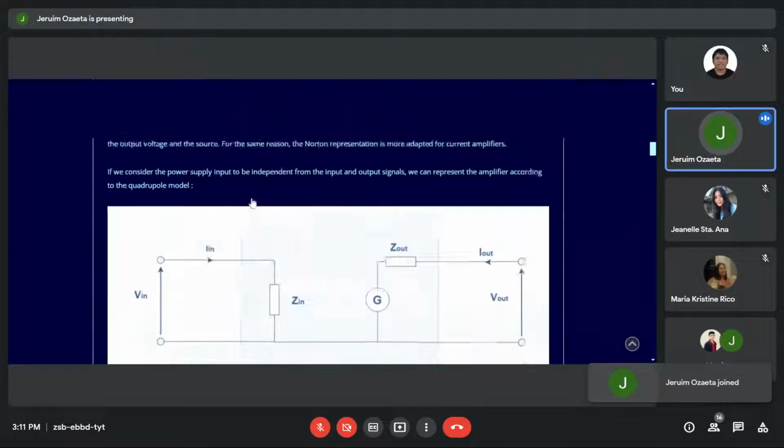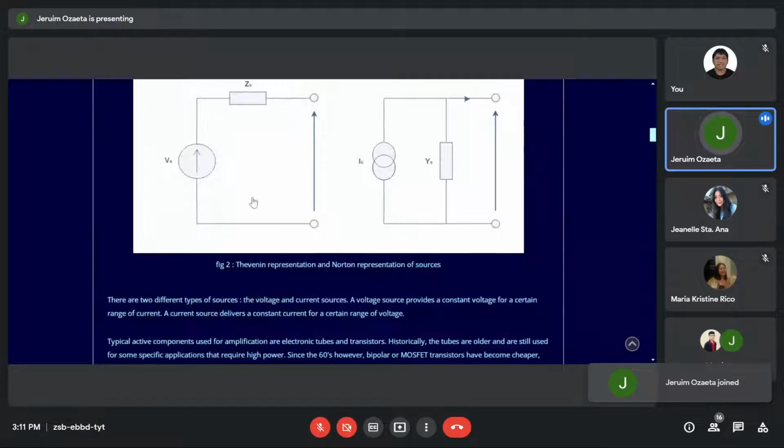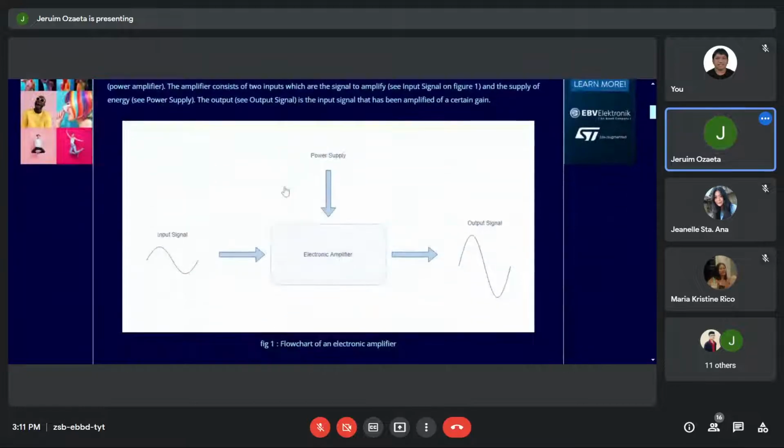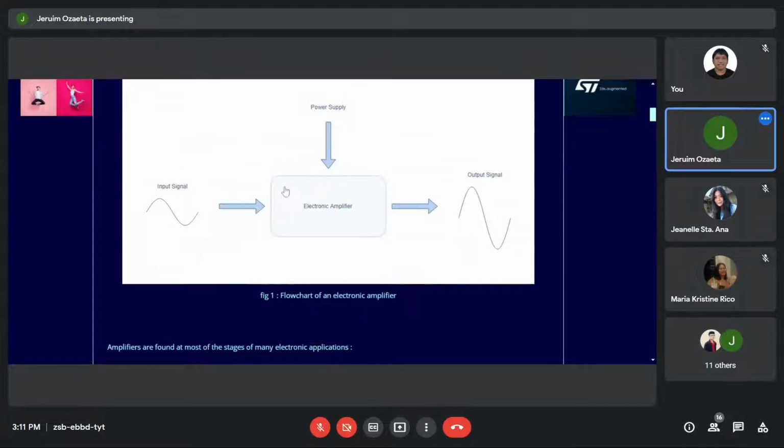Now this is a simplified diagram or representation of how the amplifier works. In this case, sabi natin, ito yung amplifier. Of course, the amplifier needs power. The input signal goes into the amplifier and it's the output signal that is represented at the side.